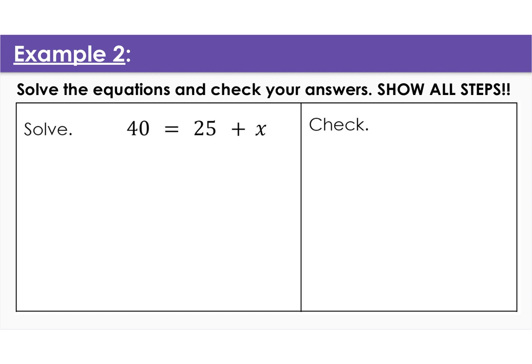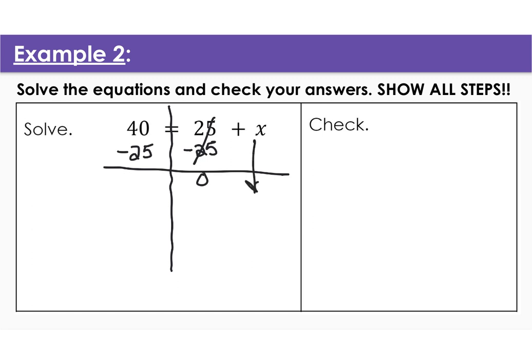Okay, 40 equals 25 plus x. So I'm going to draw my line. I have an equation. It says solve, so I want to solve for x. I see what's being done to the x: 25 is being added to x. It is a positive 25. So the opposite operation would be subtracting 25. Whatever I do to one side, I have to do to the other. This will cross out because it equals 0. I'm going to bring the x down. 40 minus 25 is 15. So x equals 15.